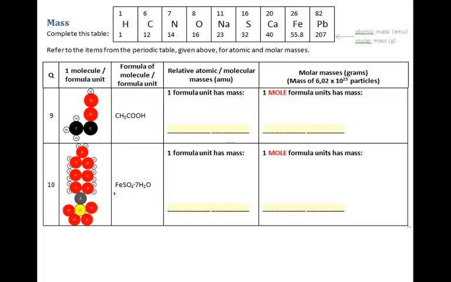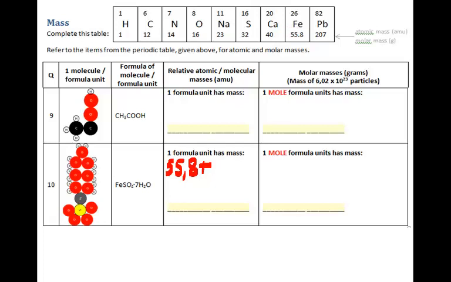Here we have iron sulfate with water of crystallization. This .7H2O refers to this water of crystallization over there. So it's water molecules bound into the crystal lattice. And this whole unit over here is one formula unit. And that one formula unit, what is its mass? The Fe part contributes 55,8 atomic mass units per formula unit.